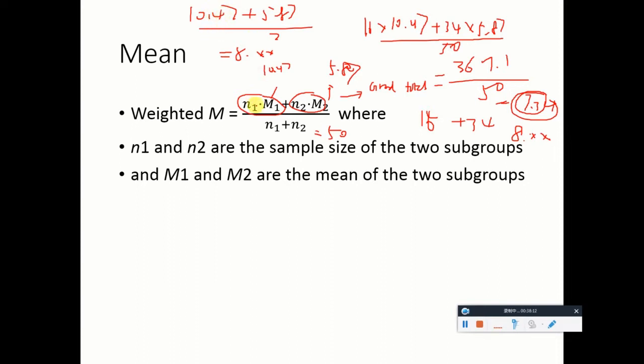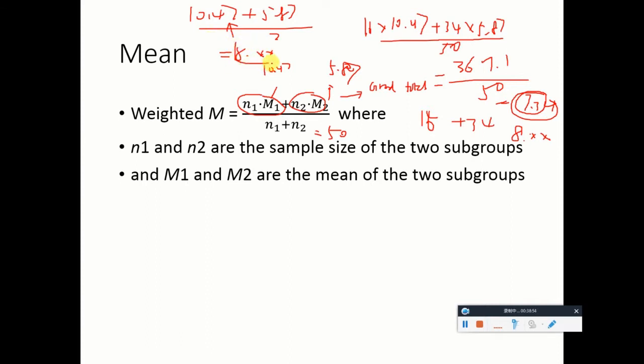And that makes sense because southern states have fewer cases, right? 16 compared to 34 northern states. At the same time, they have larger means than the average murder rate for northern states. So a small sample size with a large mean will create a bias, right? So the average computed using this kind of formula will be biased towards the subgroup that has fewer cases and larger means.